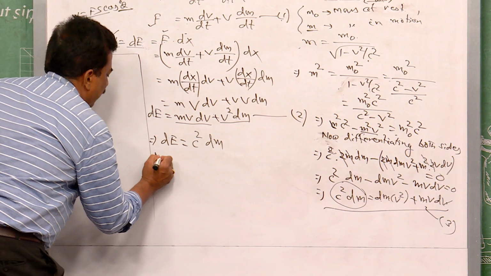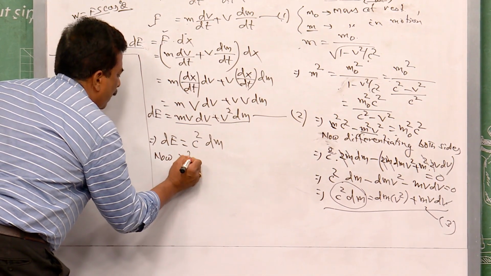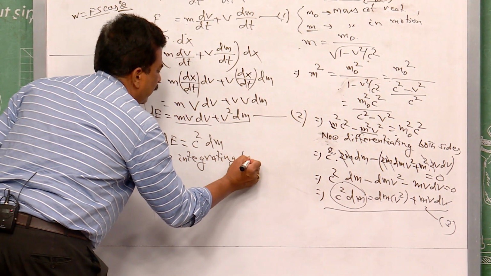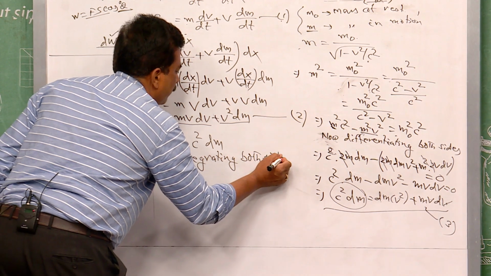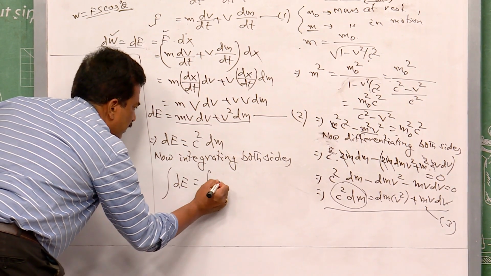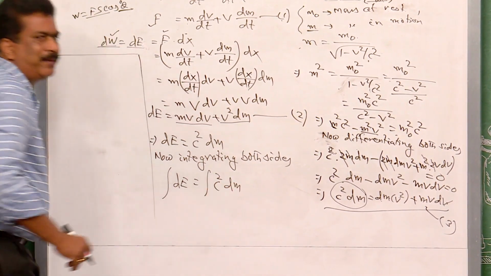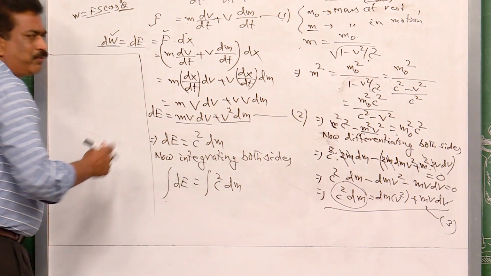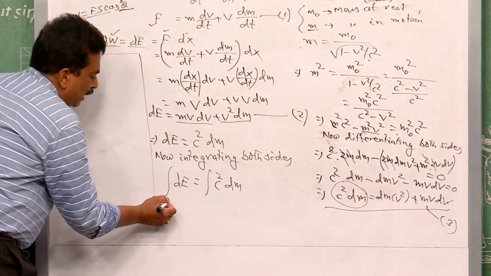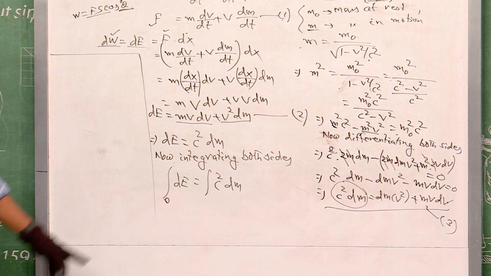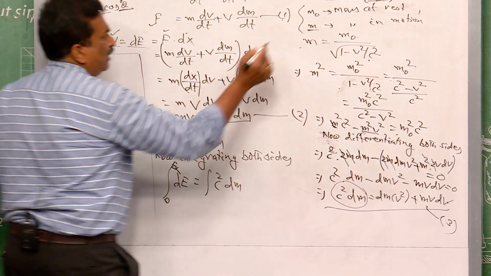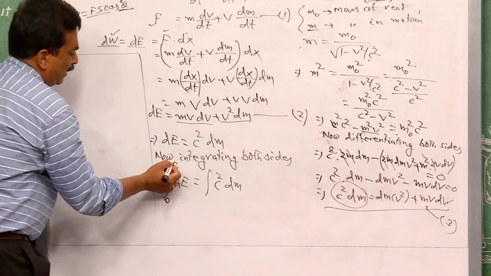Now, integrating both sides. If we integrate, the integration of dE equals the integration of c square dm. In the integration you have to put the limits. This is the lower limit, this is the upper limit. The lower limit is when the body was initially at rest, its energy is 0. When it is in motion, its energy is the kinetic energy, so we have written it as Ek.